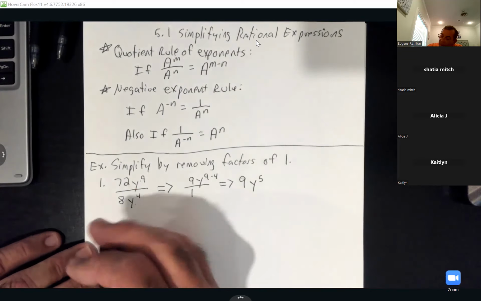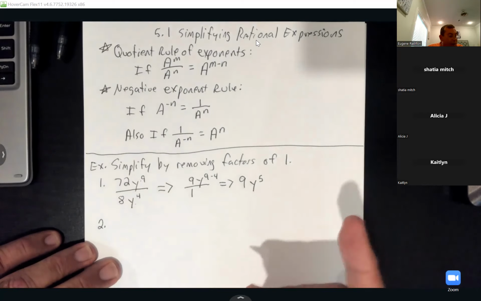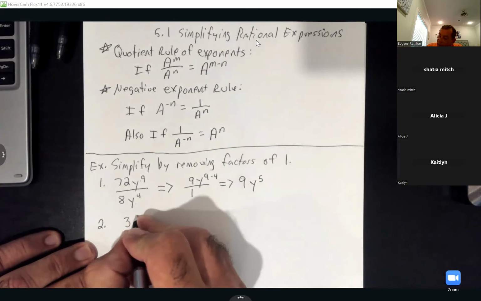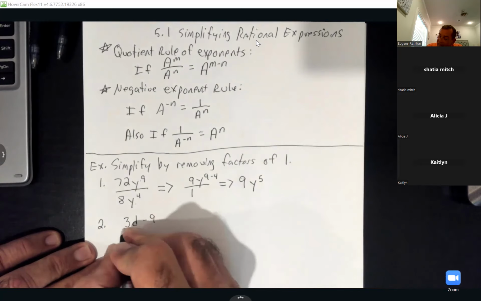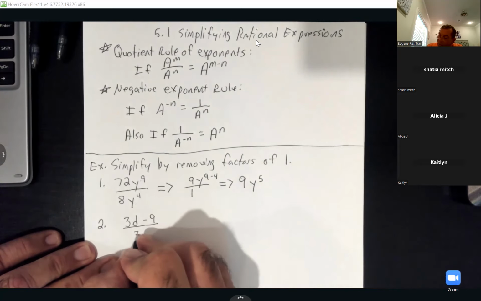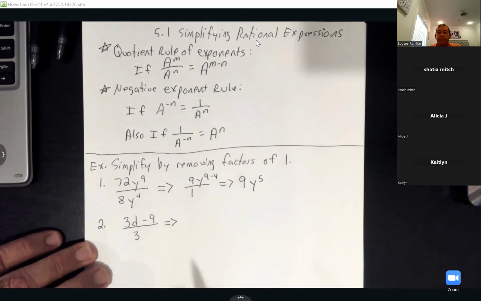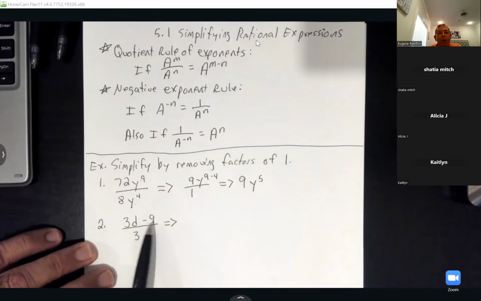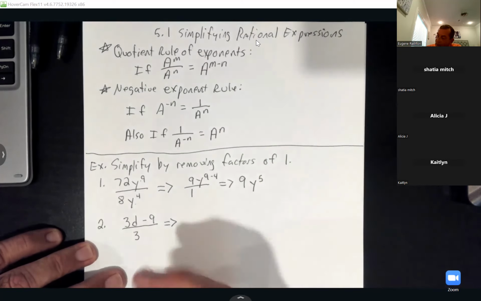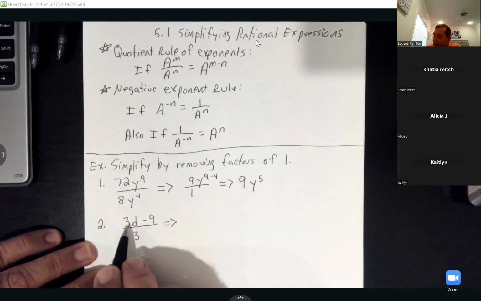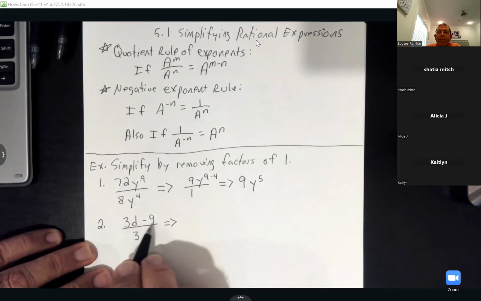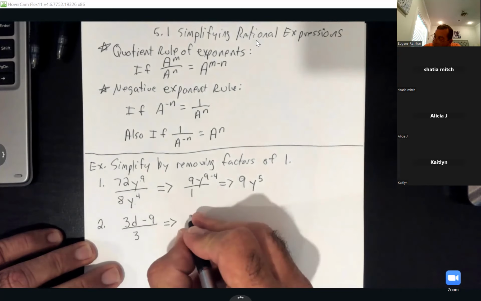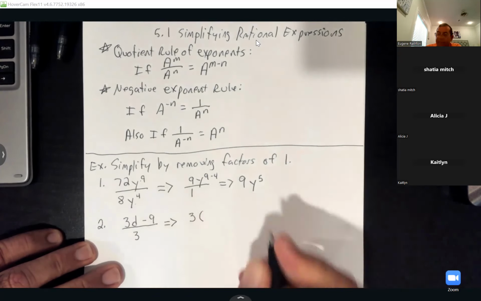All right, y'all, same thing, simplify by removing factors of 1. I got a 3d minus 9 over 3. So what we're going to do here, anytime you got two terms like this being separated by adding or subtracting, you want to try to factor out a greatest common factor. So for my top, 3 and 9, the greatest common factor would be a 3. So you would factor out that 3.